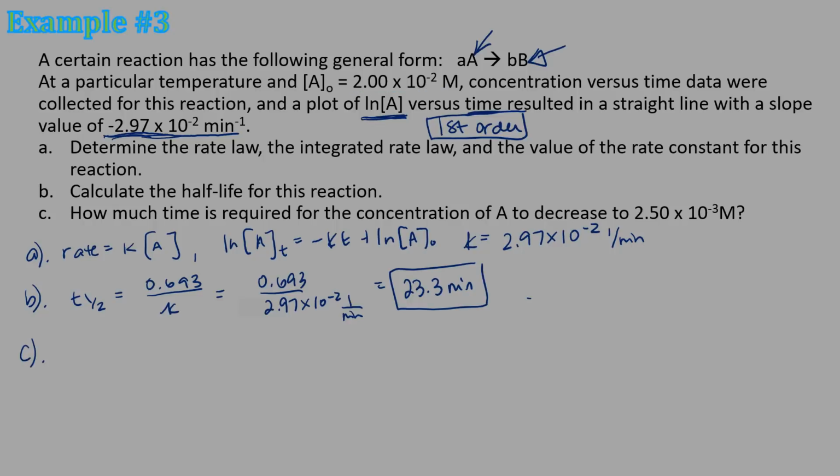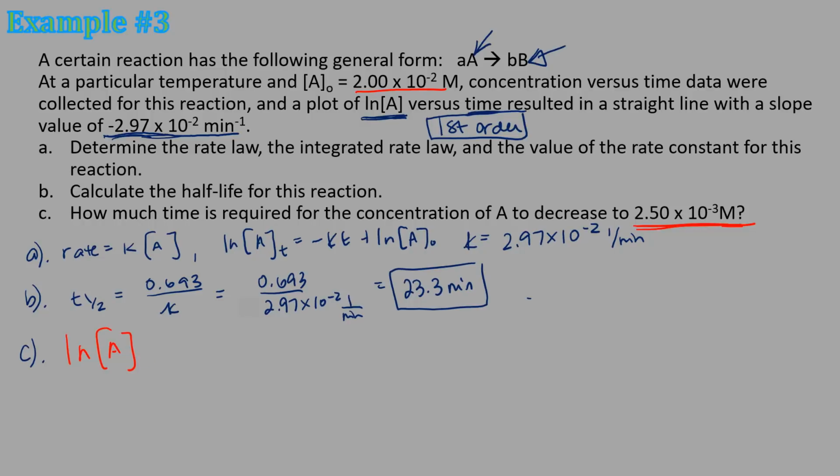All right, so this last problem says how much time is required for the concentration of A to decrease to 2.5 times 10 to the negative third molar. All right, so we want it to get down to here and we're up here. So there's two ways you can solve this. One, you have to be able to see factors really well, and not just factors of whole numbers, but factors of fractions. So not all of us are good at that. So I'm just going to show you the straightforward way, and that is to use the integrated rate law.